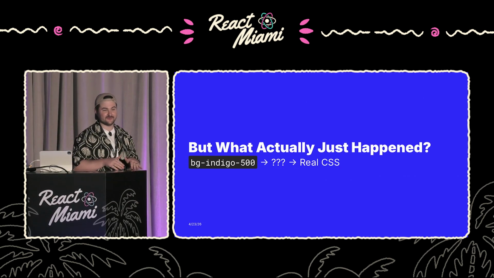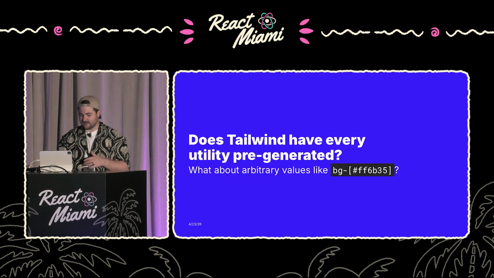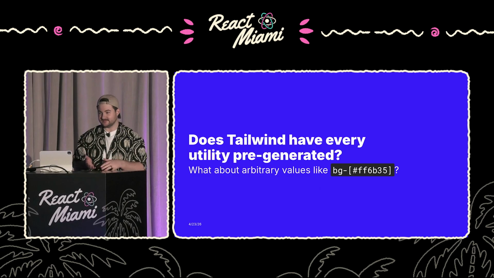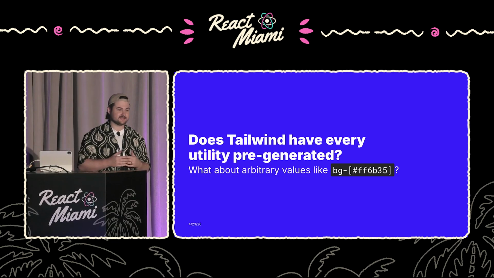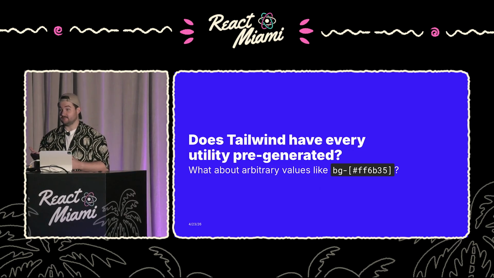Like, what's going on under the hood? Does Tailwind just pre-generate CSS for every potential utility class? Because if so, that seems like really inefficient. Or how does it handle arbitrary values, like when you want to set a custom background color to a value that isn't included in the default palette?